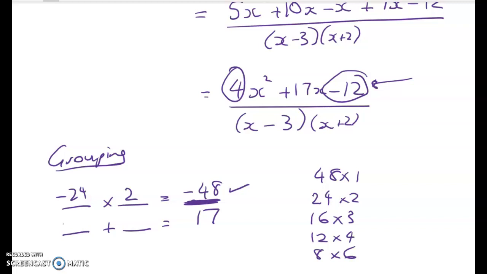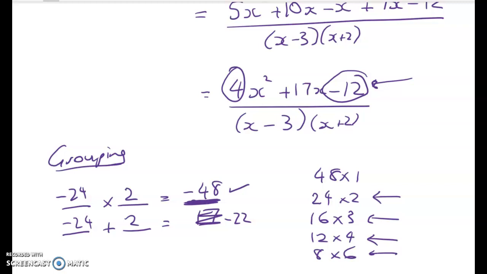But when I add those two numbers, negative 24 plus 2, I don't get 17, right? I get negative 22. And the same thing goes for all of those factor pairs. So that's telling me that there are no nice integer factors, which means I can't simplify that expression any further.